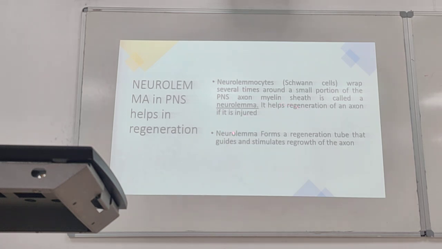The rule is this: the neurolemma forms a regeneration tube that guides and stimulates regrowth of the axon. So I will draw this once again. Now the neuron is damaged, but the tube is there. You understand? So another one is here, so it can grow again. But if this tube is damaged, that is, the Schwann cell is damaged, then the problem can happen. In 99% of cases, the Schwann cell is damaged.